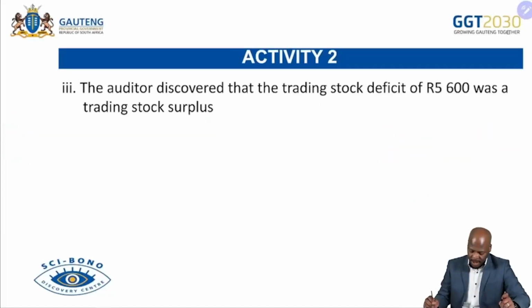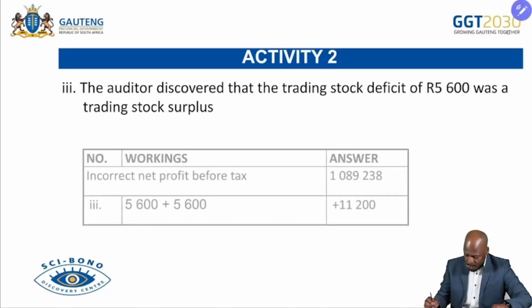Number 3, it says, the auditor discovered that the trading stock deficit, this one is an easy one. The auditor has discovered that the trading stock deficit of 5,600 was a trading stock surplus. So in our books, we recorded a trading stock deficit, but it is actually a surplus. So what then do we do? Remember, it is 5,600. The easiest way is what I'm going to show you.